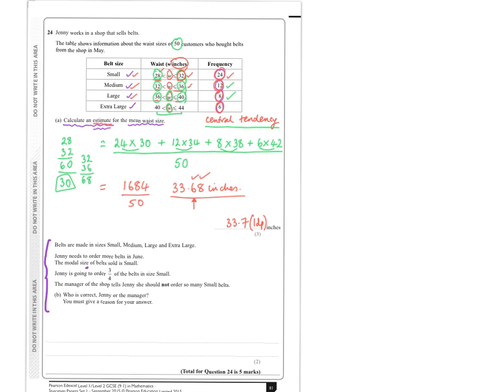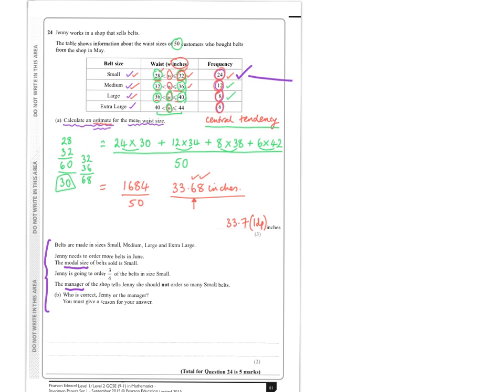And it says the modal size, now don't forget modal means the most popular. Okay, the modal size of belts sold is small. Okay, so we know that the small belts sell more than any other, and you can see that from the table as well. It says Jenny is going to order 3/4 of the belts in size small. So she's going to place an order and 3/4 of them, in her opinion, are going to be small. The manager then says to her, you should not order so many. Who is correct, Jenny or the manager?